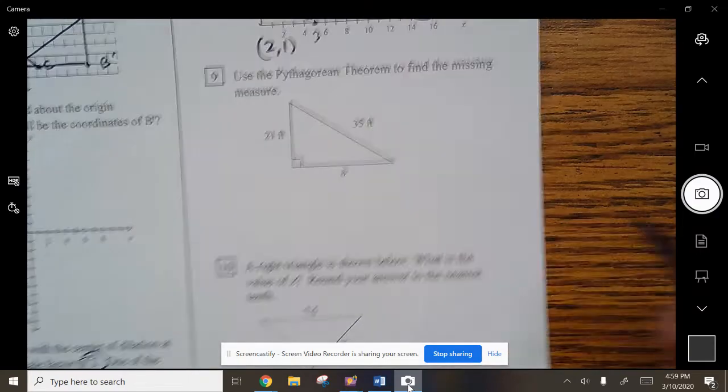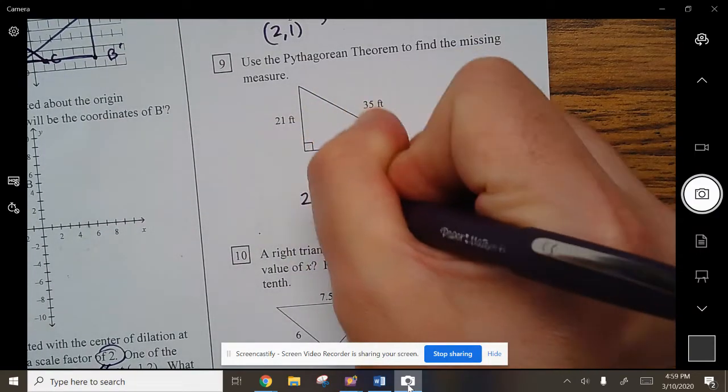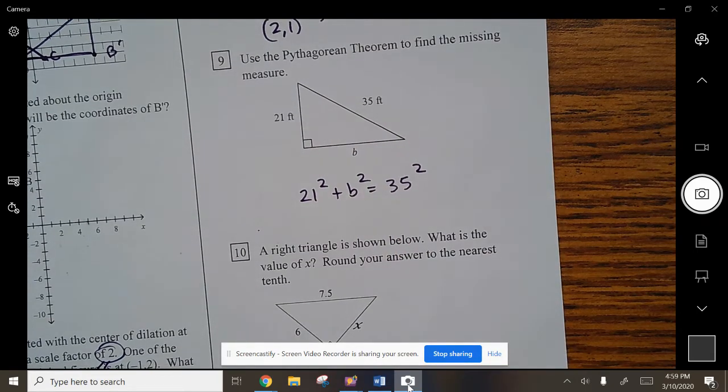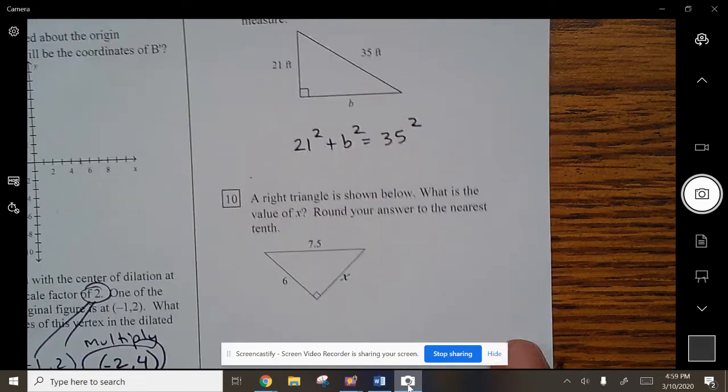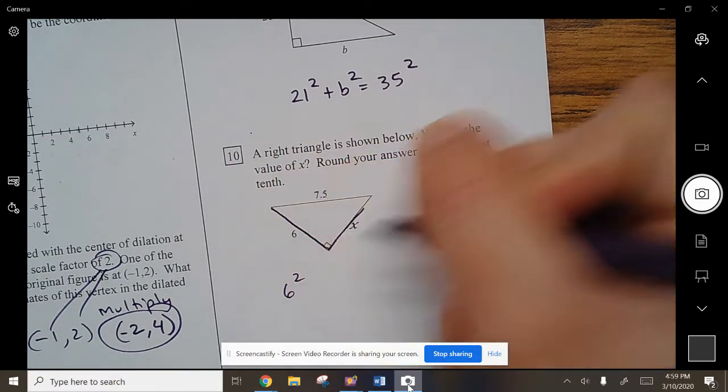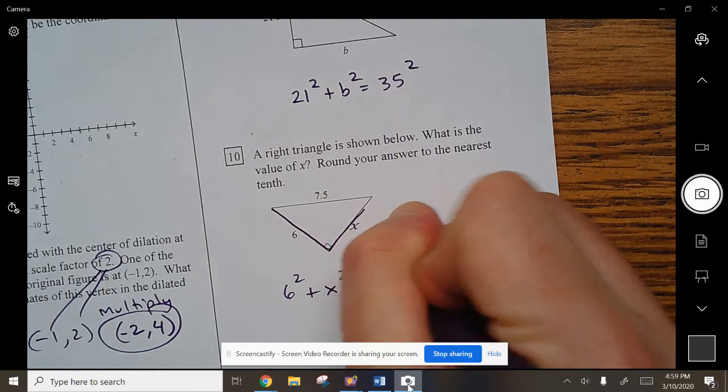All right, guys, you're on your own with this one. I want to see 21 squared plus b squared equals 35 squared. Go ahead and go for that one on your own, best you can. And then number 10, do the same thing. It's going to be 6 squared plus x squared equals 7.5 squared. All right, guys, do the best you can.